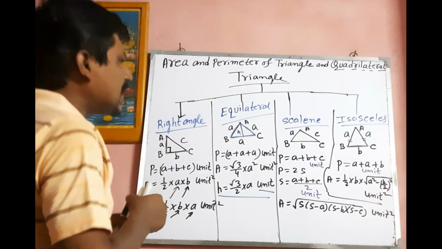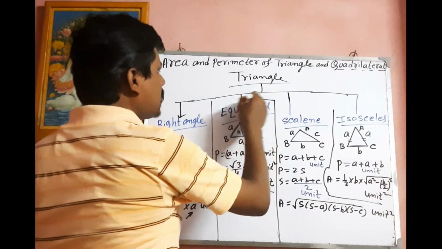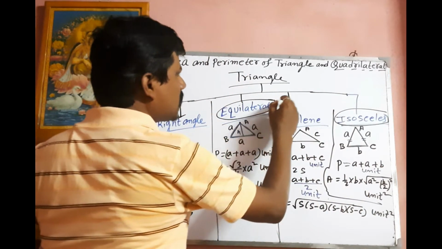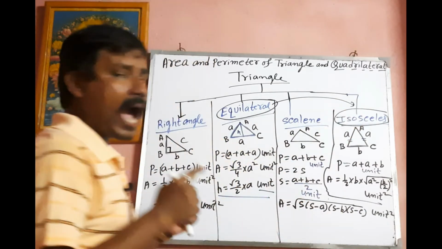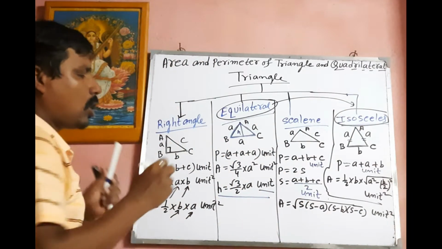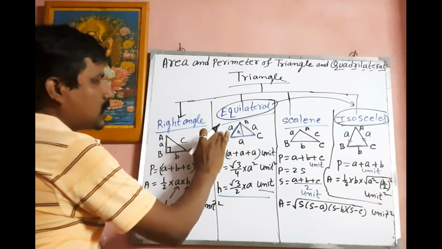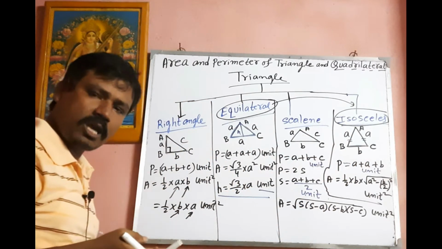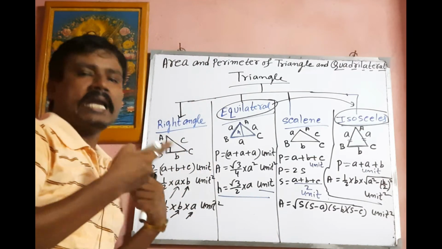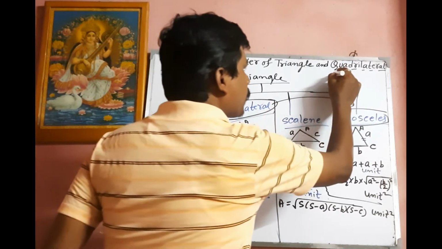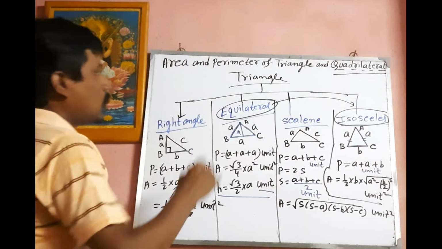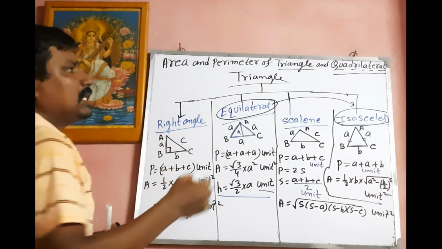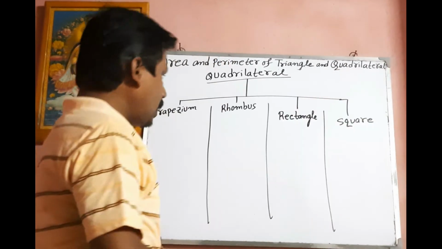Now there is a relation between equilateral triangles and isosceles triangles. An equilateral triangle may be considered as an isosceles triangle. So if we treat the equilateral triangle as an isosceles triangle, this will give the same result. Now we move to the next part, that is the quadrilaterals. So the triangle part is complete. Next part we are discussing quadrilaterals.